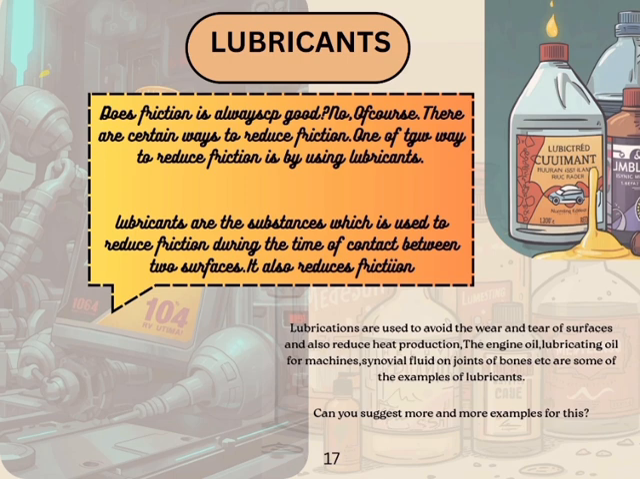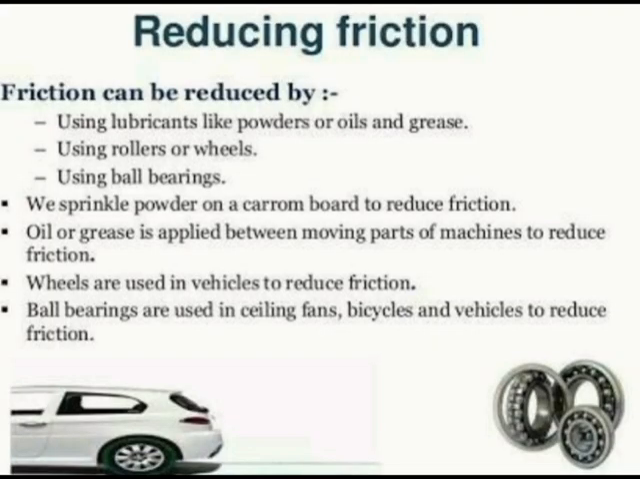Lubricants are substances used to reduce friction during contact between two surfaces. Lubricants are used to avoid wear and tear of the surfaces and also reduce heat production. Engine oil, lubricating oil for machines, and synovial fluid in the joints of bones are some examples of lubricants. Friction can be reduced by using lubricants like powders, oils and grease, using rollers or wheels, and using ball bearings.